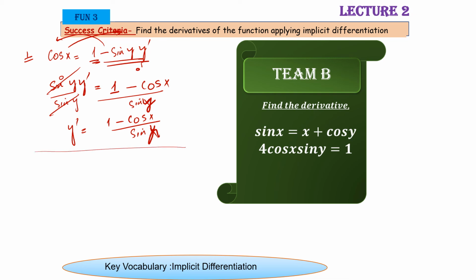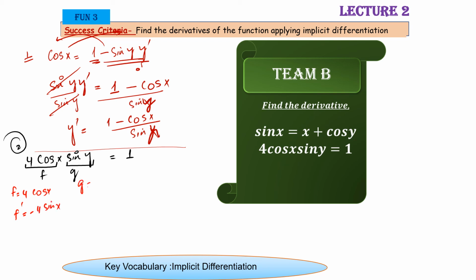Now last question, that is 4 cosine x sine y equals to 1. Remember, the first term is, we will use the product rule because the two terms are multiplying with each other. So our f is 4 cosine x. Our f prime will be negative 4 sine x. Our g is sine y. So our g prime will be cosine y, y prime.